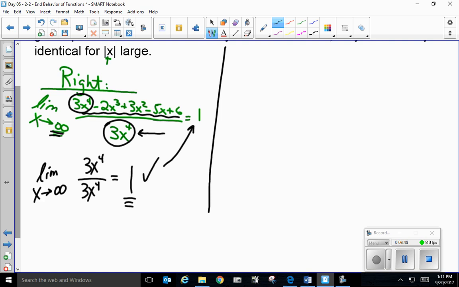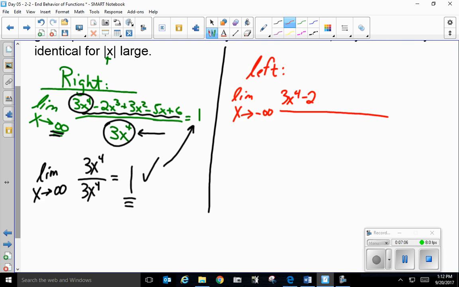All right, let's check the left side. Left side, it's the limit as x approaches negative infinity of the same fraction: 3x to the 4th minus 2x cubed plus 3x squared minus 5x plus 6, all over 3x to the 4th. I need to see if that equals 1. It's not negative 1. The only difference is my infinity is negative. They should still both equal 1.